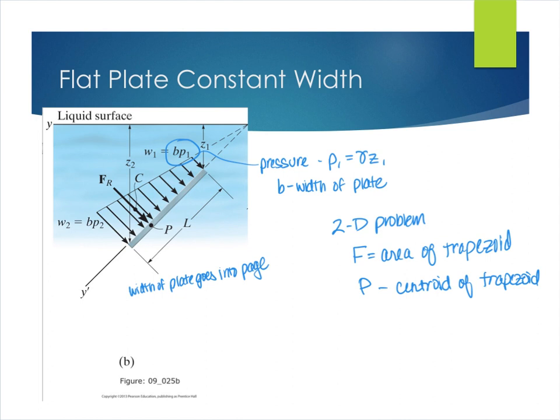So you're going to see problems that talk about, maybe, a gate underwater or a dam, but then they'll say that it has a width of 4 meters or something. The way that we can change that from a three-dimensional problem to a two-dimensional problem is just to multiply our pressures at the top and the bottom by the depth or the width, which is the dimension going into the page, and sort of compress it into a 2D problem with a one-dimensional loading. I hope that makes sense.